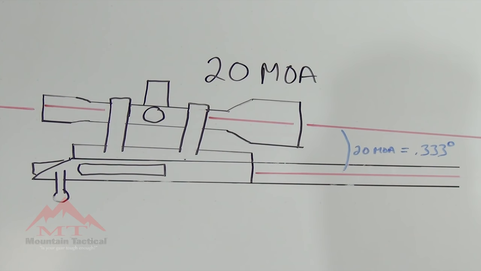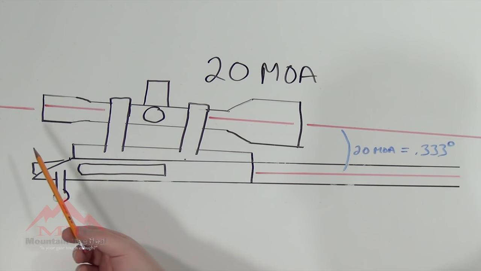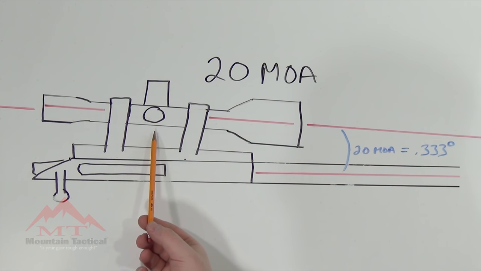As I said earlier, we're using the optic mount to manipulate the barrel sight relationship. With a 20 MOA rail, and this is a little exaggerated, guys, so don't think we're going to be driving your scope into your barrel, your line of sight is now downward compared to the bore. 20 minutes of angle equals 1/3 of a degree, or 0.33 repeating degrees. And what we're doing is we're gaining unused MOA in your scope.